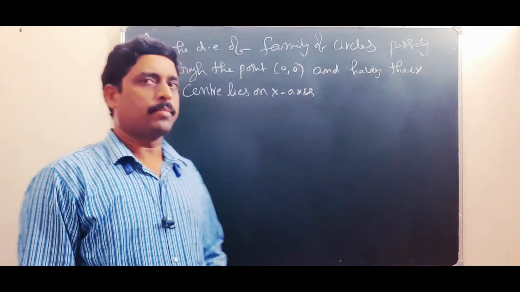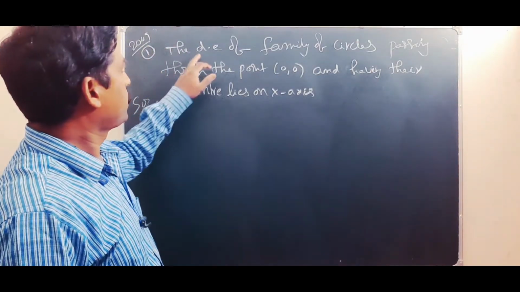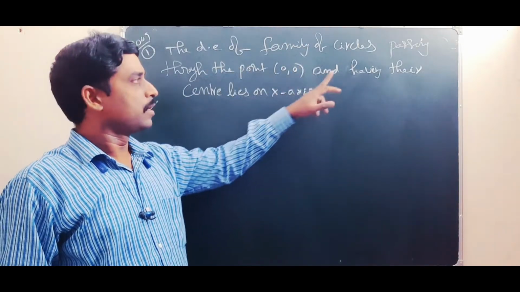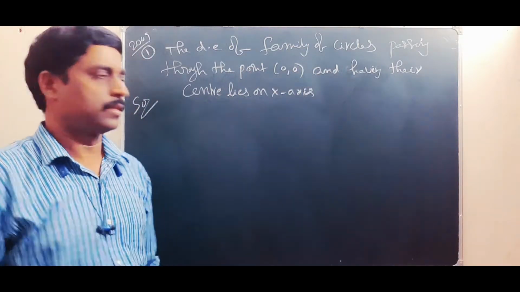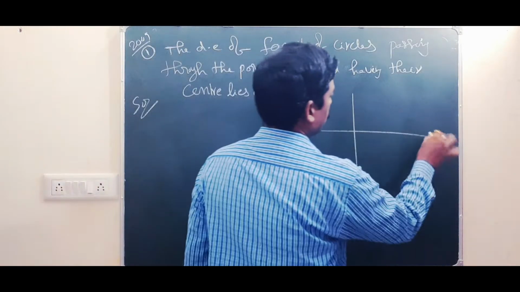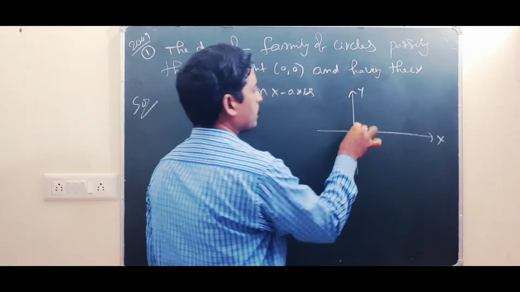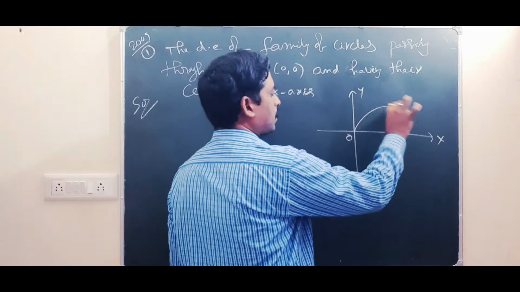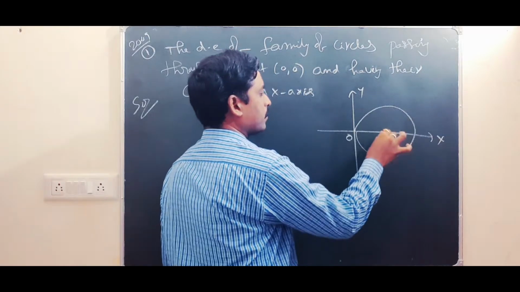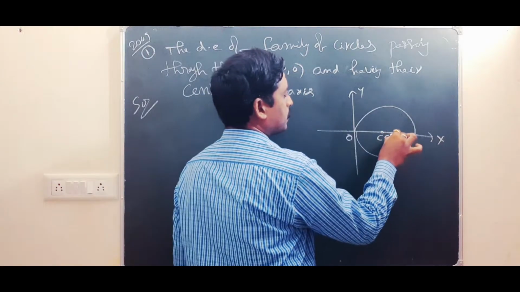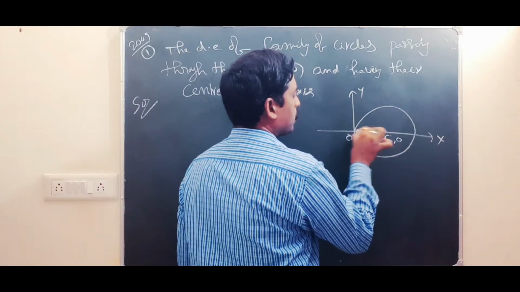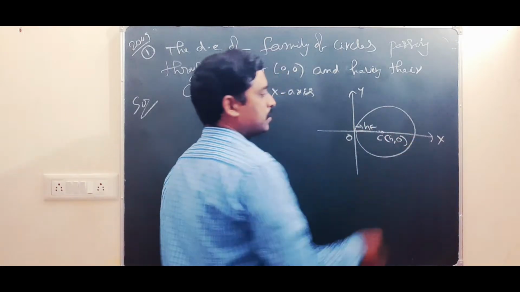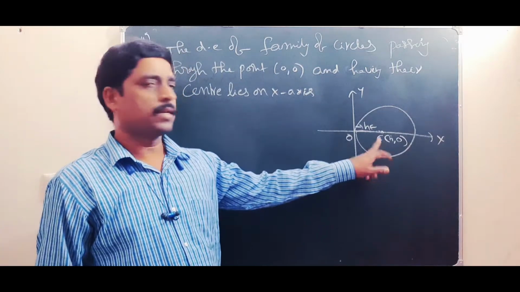Okay, let us go to the next problem. This is from 2009. The differential equation of the family of circles passing through the origin and having their center on the x-axis. Okay, let us draw the x and y axes. The equation of a circle passing through the origin, with center on the x-axis. Okay, the center is on the x-axis, so the y-coordinate is 0. From the origin at distance, let us take (h, 0). We have center and radius.